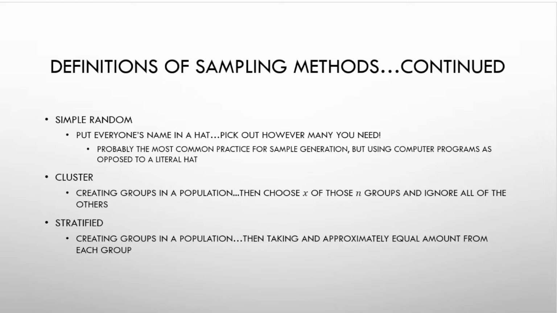Now, put down 2 fingers. Any 2. Okay, that's cluster. So, I had 5 groups, I chose 3 groups. It's cluster. I ignored these 2 altogether. Everybody in these, they are now my sample. All right, put all your fingers back up. I made groups. Now I take some from each group. That's stratified. So that's the way to think about those 2.